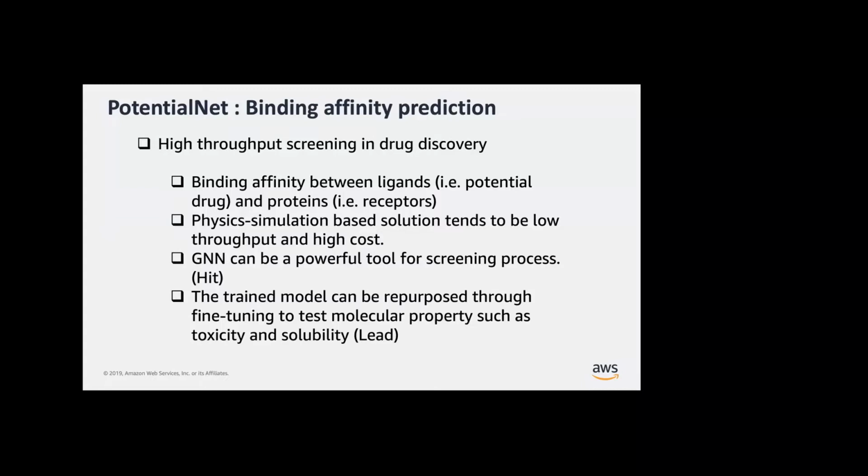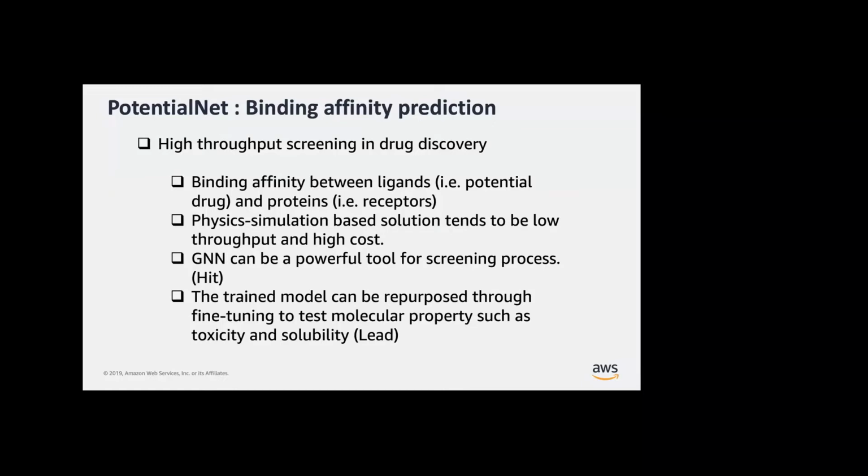In addition to that, the GNN model can be used in the next process, the so-called lead. The lead is to look through candidate compounds with similar structures. So you have one hit compound, and you know its structure. You want to test out very similar structures around the hit compound to expand the candidate compounds. Why do you need to do that?